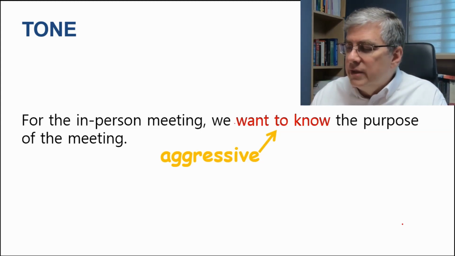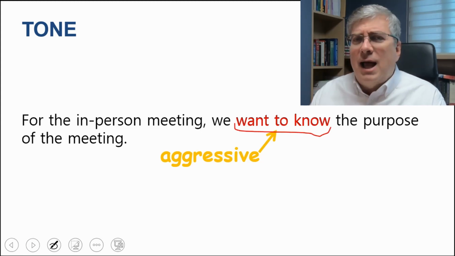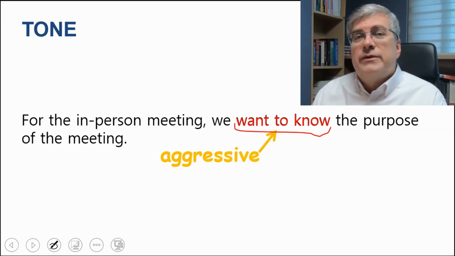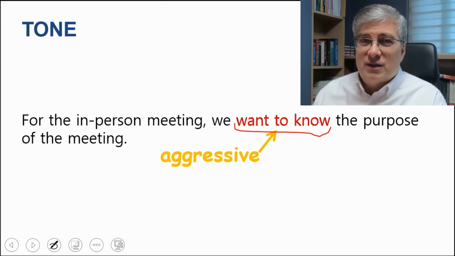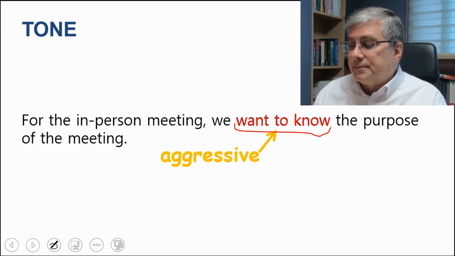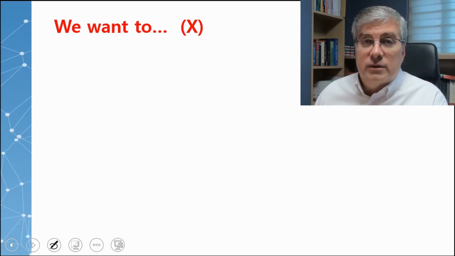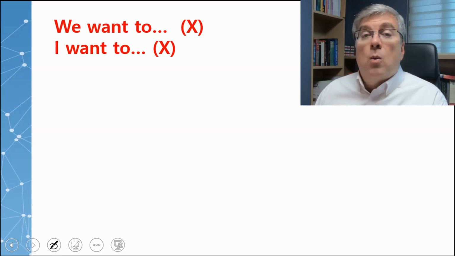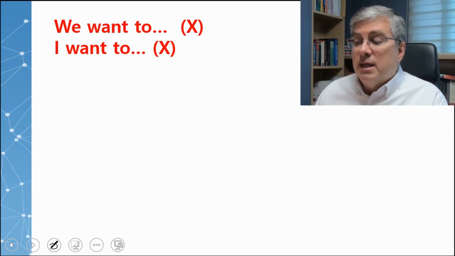So, when you use the expression "we want to know," I advise students don't write sentences like this. "I want to know," or "we want to know," or just "I want to," or "we want to." It could sound aggressive. It sounds a little too demanding. It doesn't sound very professional. So how can we change it? Well, we don't want to write "we want to," because that sounds aggressive, or "I want to," as I said before. Much better expressions would be something like this.